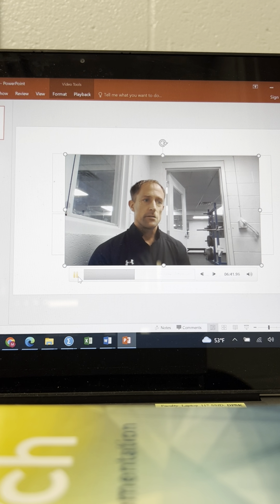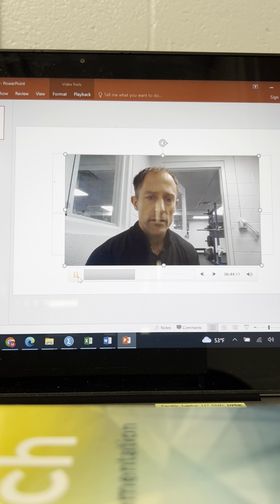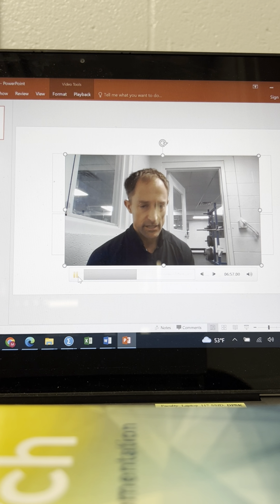Now, the 40 is an example for football. Vertical is an example for basketball and football. The 60-yard dash is used in baseball, similar to the 40. If you're improving your 40-yard dash, chances are your 60-yard dash is going to improve.